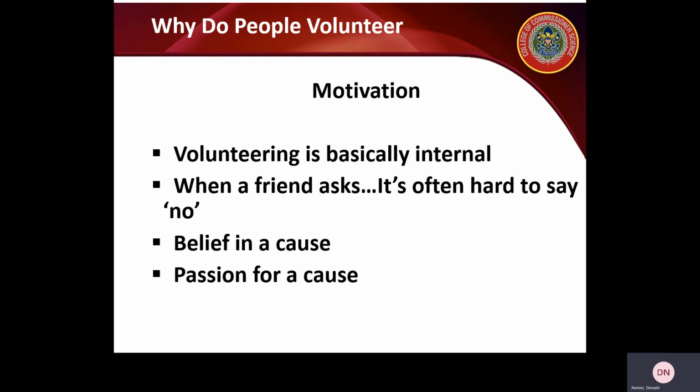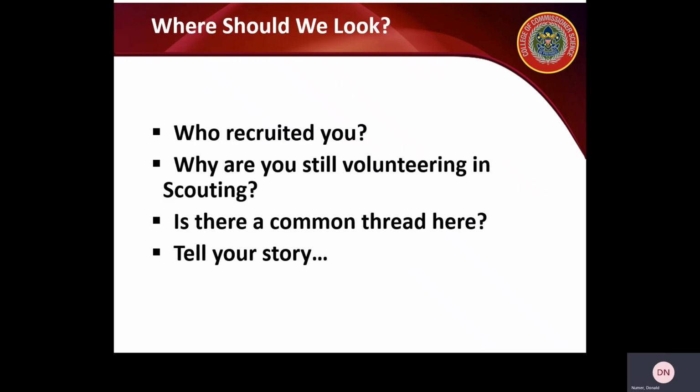When people are motivated to volunteer because of their passion for a cause, the Boy Scouts of America, people will give more of their time, talent, and treasure. This is the highest level of motivation, having a passion for it. And maybe in some cases, we need to reinstill that passion. So, let me ask you a couple things. Obviously we can't interact here, it's online, but think about who recruited you. Think about why you're still in scouting, why you're still volunteering. Is there a common thread here?